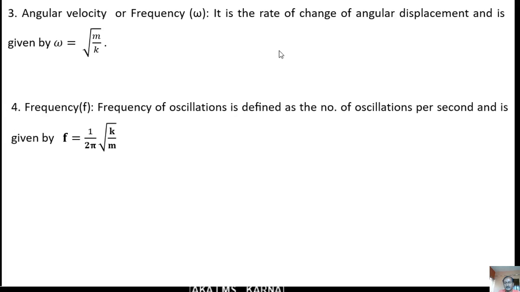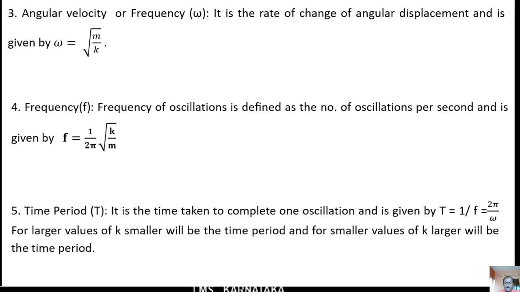Now the frequency. Angular frequency is entirely different from the frequency. Angular frequency is two-dimensional, frequency is one-dimensional. Frequency of oscillations is defined as the number of oscillations per second and is given by f equals 1 by 2 pi into square root of k by m, which is already derived in the previous slide. This is measured in hertz.